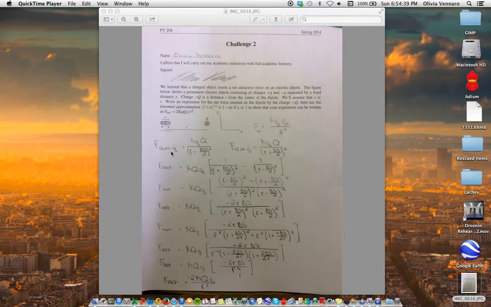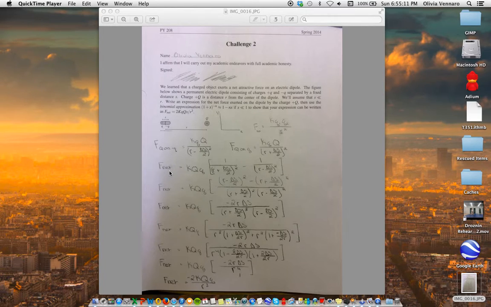You have Q on the negative part of the dipole, which would be r minus delta S over 2 squared. It's halfway through S is where R is. So then you have to subtract the small part because that's where the negative dipole is. You have to subtract half of S because that's where the negative dipole is. And then you have FQ on the positive Q, which would be R plus delta S over 2 squared.